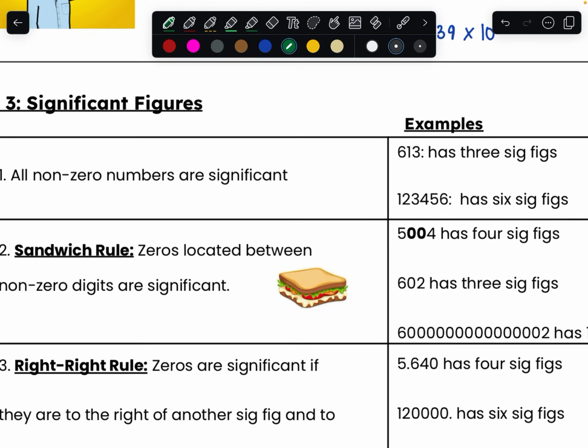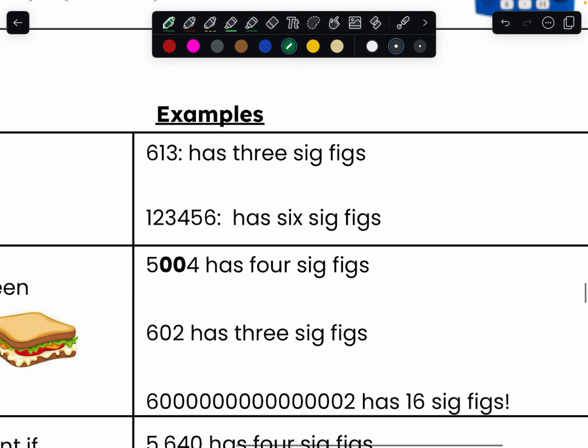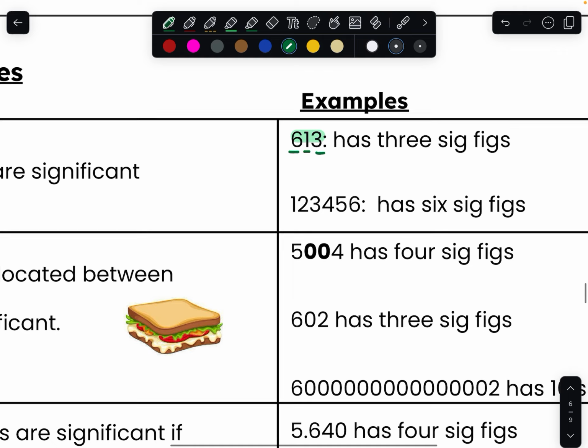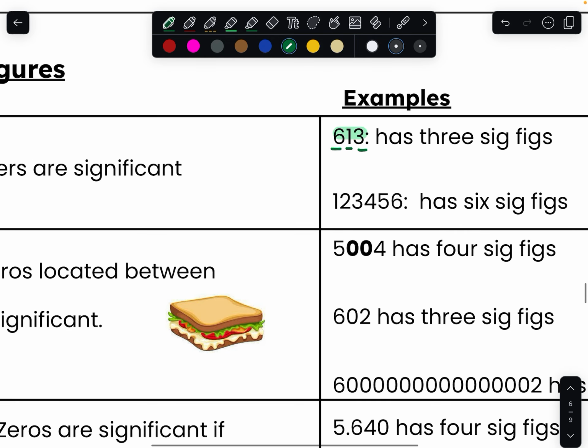So first thing is all non-zero numbers are significant. I'm going to highlight things in green that are significant and underline. So this whole number 613 is composed of three significant figures. 6, 1, and 3 are all non-zeros, meaning each one of those numbers is a significant digit in that measurement. Same with the number 1, 2, 3, 4, 5, 6. If it's not a zero, that's a significant figure. So in the number 10, if I just report my measurement just like that, I am saying that the only significant digit in that number is this 1, so I would have 1 sig fig in 10.